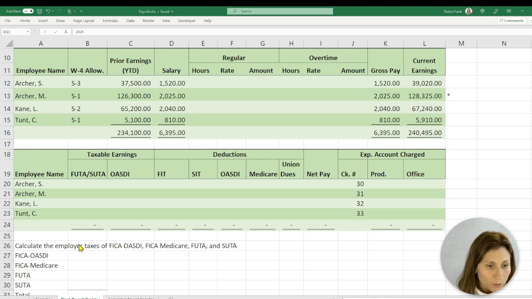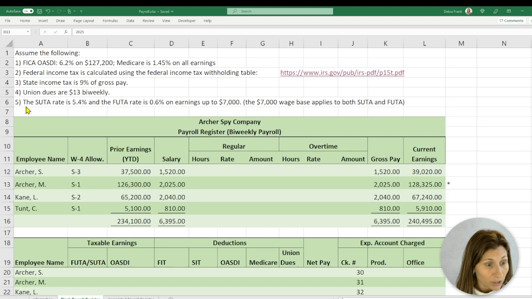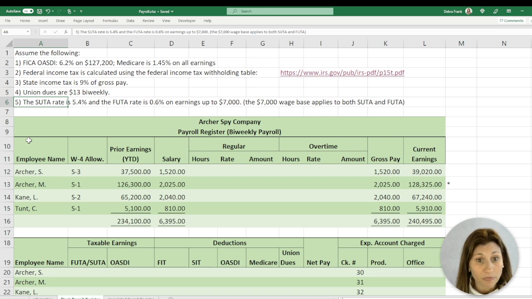So for our FUTA and SUTA column, we're going to put in only the earnings for this biweekly period that are going to be taxed at the FUTA and SUTA rate. As a reminder, we can look here at assumption number 5. It says that SUTA and FUTA are on earnings up to 7,000.